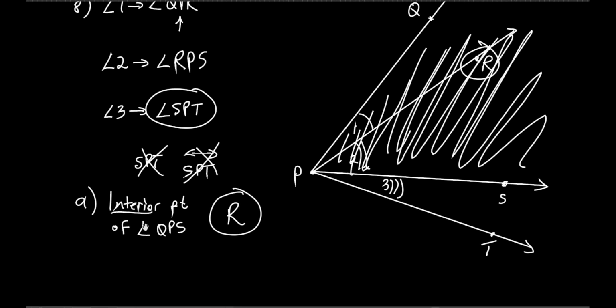Oh, I say exterior, all right? So number 10 just asks for the exterior point of a certain angle. Let's say, I don't know, RPT.